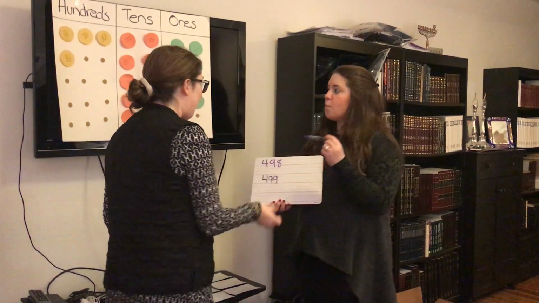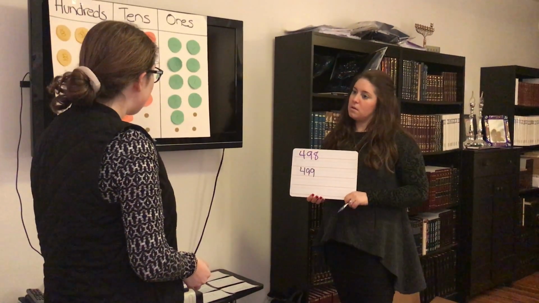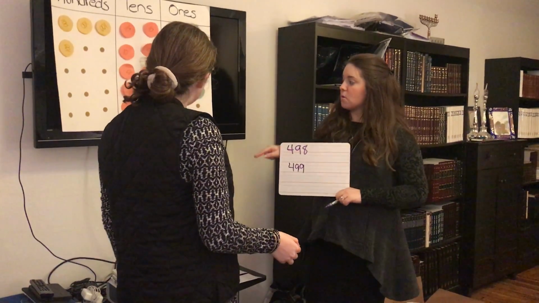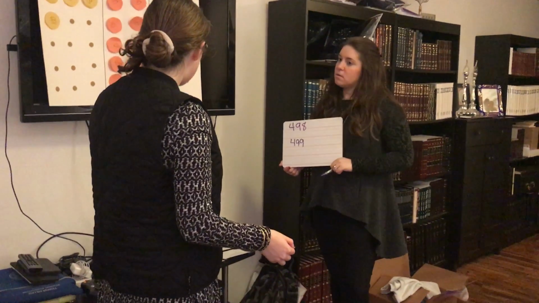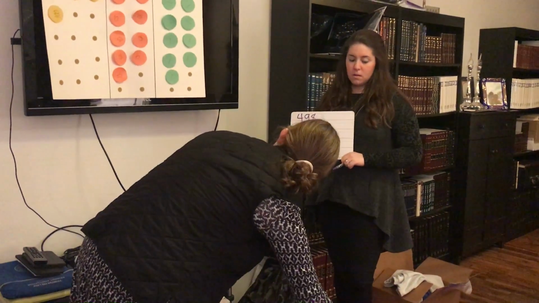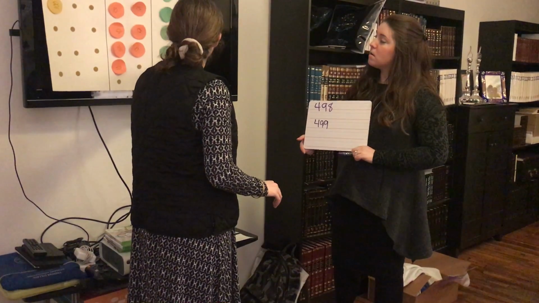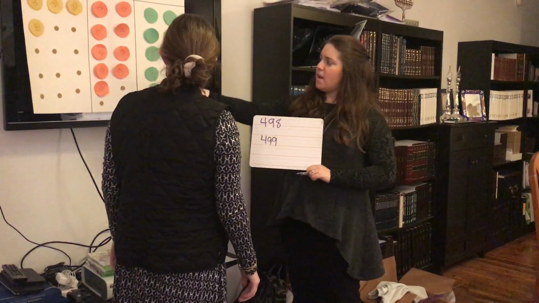And what if you counted on one more? What would that give you? What would you do? 499 you told me. You want to count on one more. What would that give you? What would you do? I would do this. But now I have 10, which is 500.